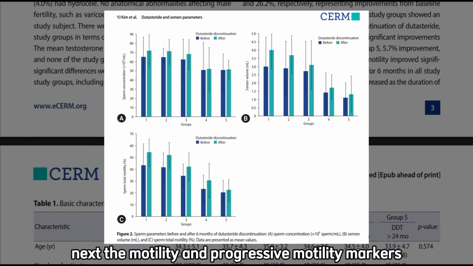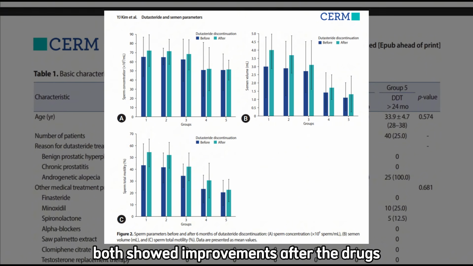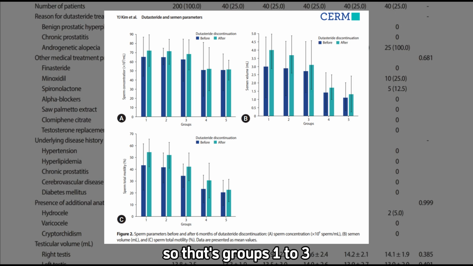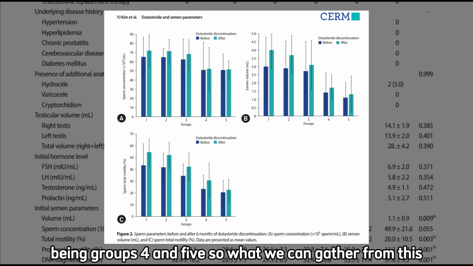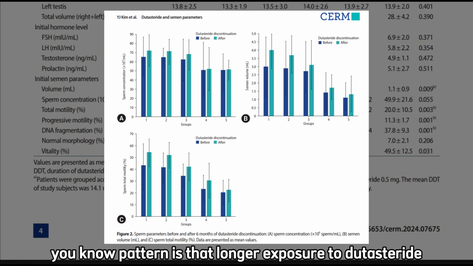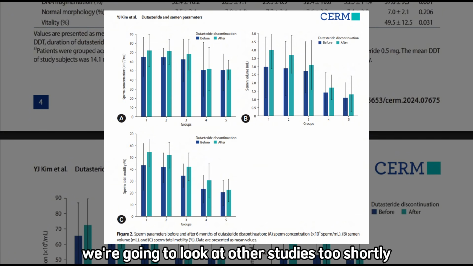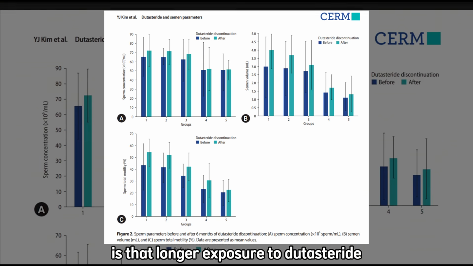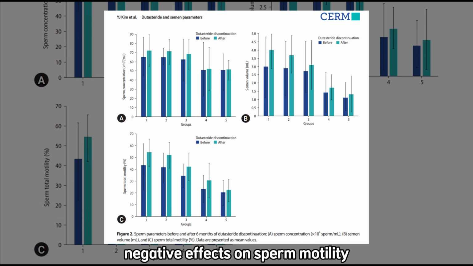Next, the motility and progressive motility markers were other key parameters observed. Both showed improvements after the drug's discontinuation, with the earlier groups, so that's Groups 1 through 3, showing better recovery compared to the longer groups, being Groups 4 and 5. So what we can gather from this pattern is that longer exposure to dutasteride, according to the Kim et al. study, again, guys, relax, we're going to look at other studies too shortly, but what we can gather so far is that longer exposure to dutasteride may lead to more enduring negative effects on sperm motility.